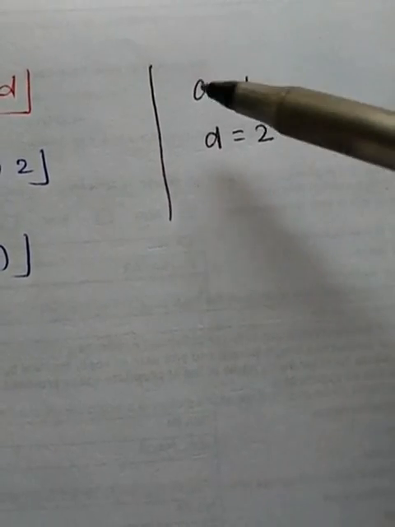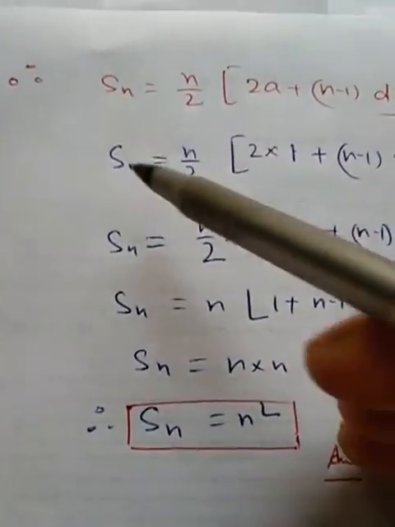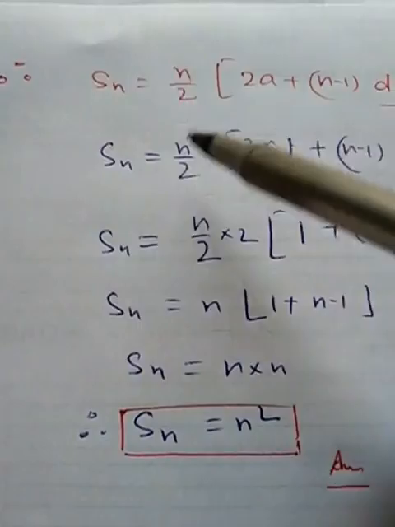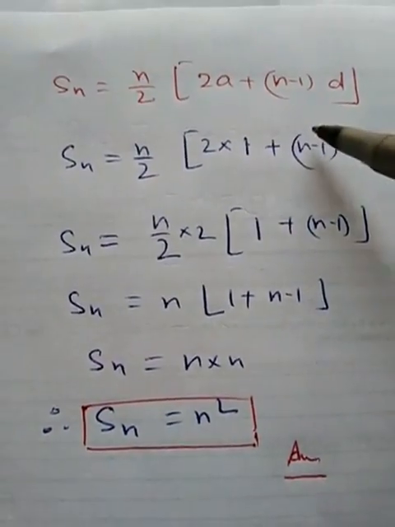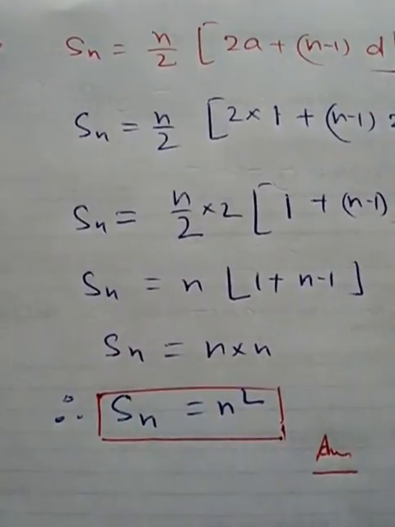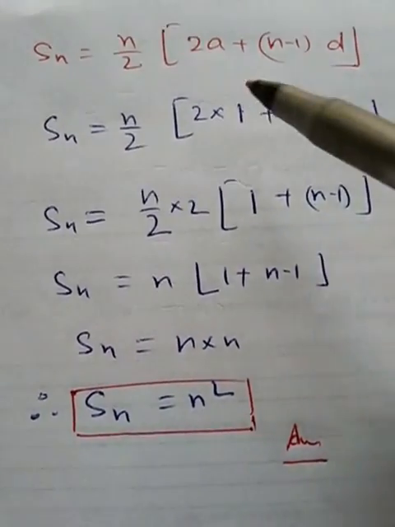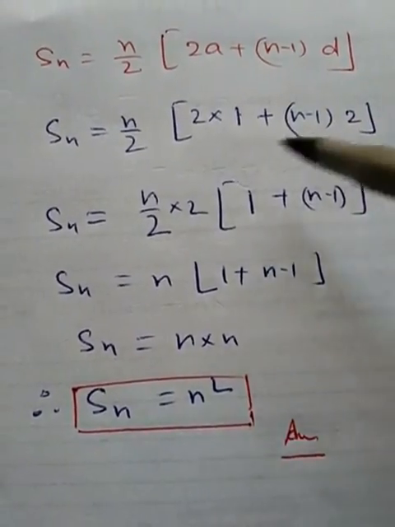Now using the values of a and d, a is 1, d is 2, we have to find Sn, which is n by 2 into 2a plus n minus 1 into d, where n is not given. So put the values of a and d in the formula. So a is 1 and d is 2.